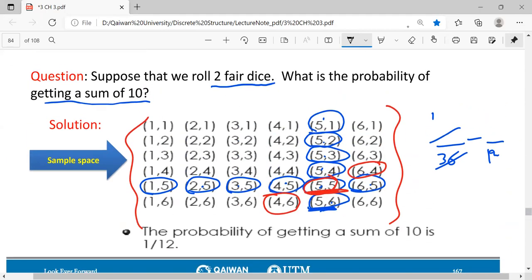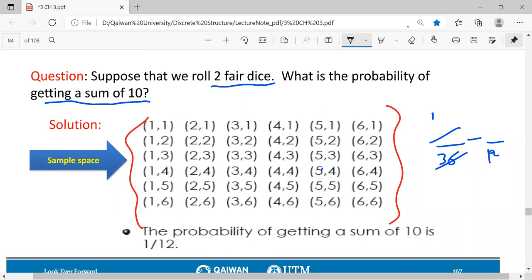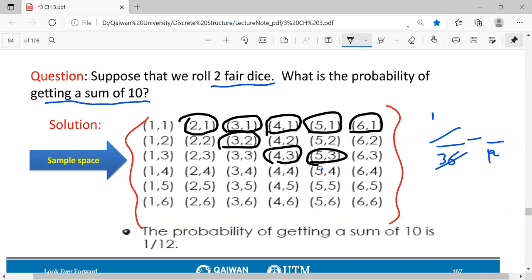Let's return to the sample space. As you see here, which elements have the first dice greater than the second one? Look, we say 2 and 1. The first one is greater than the second. 3 and 1, 4 and 1. Look, in these all, the first element is greater than the second one. 5 and 1, 6 and 1, 3 and 2, 4 and 3, 5 and 3, 5 and 2, 4 and 2. These all are greater. We have only these elements, so it's 15 elements. That means we have 15 elements in the sample space such that the first die is greater than the second one.